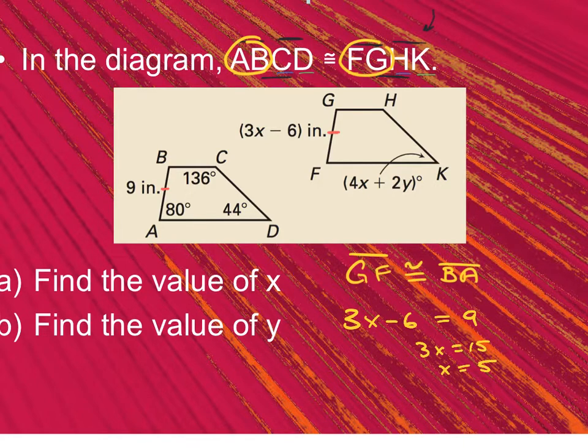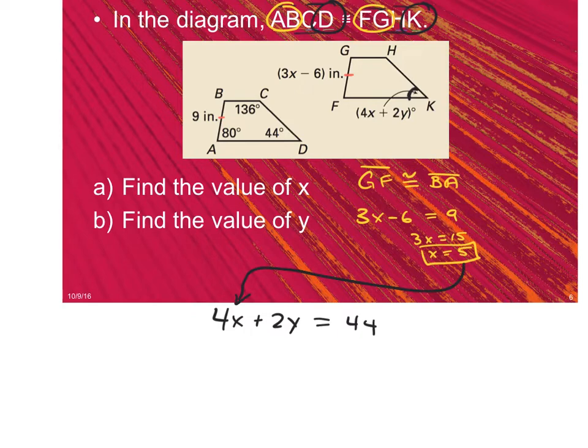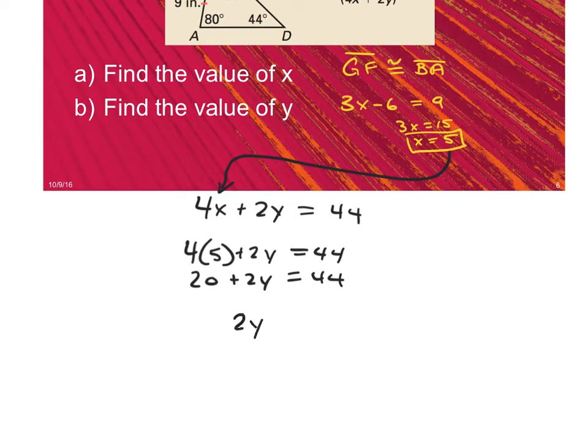Okay, somebody different. Talk to me about finding the value of y. Yes, sir. So it says K is 4x plus 2y, so 4x plus 2y is equal to 44, because K is congruent. x is 5, so it's 20 plus 2y equals 44. Subtract 20 from both sides, and then you divide by 2.